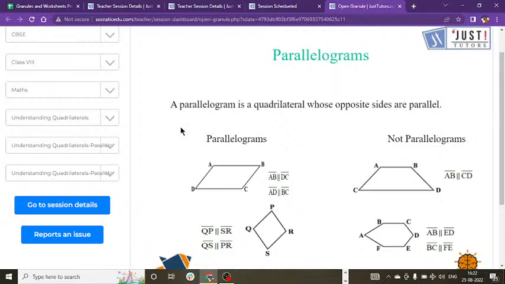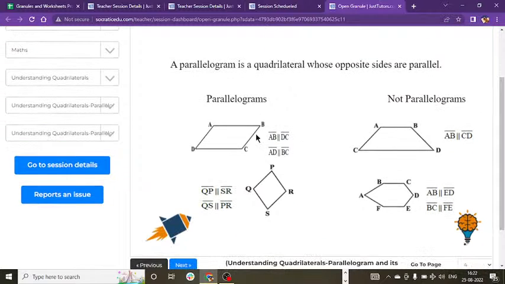So a parallelogram is a quadrilateral whose opposite sides are parallel. All these are parallelograms, and here we have parallelogram ABCD, and its AB is parallel to DC as we can see, and AD is parallel to BC. So that means in a parallelogram its opposite sides are parallel.